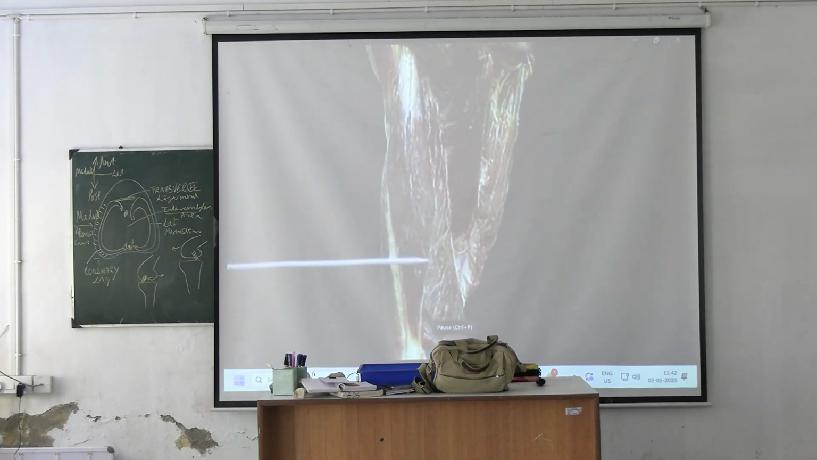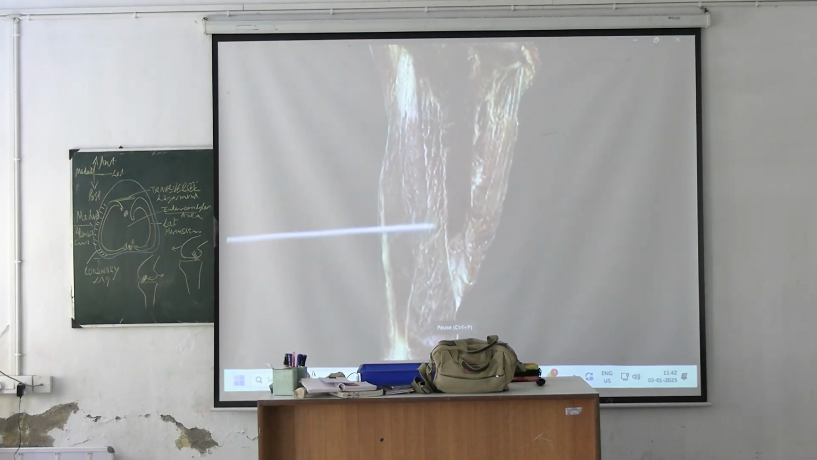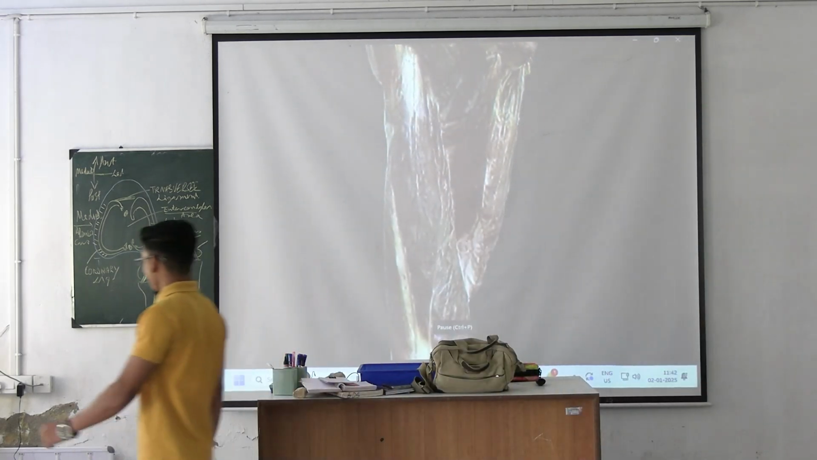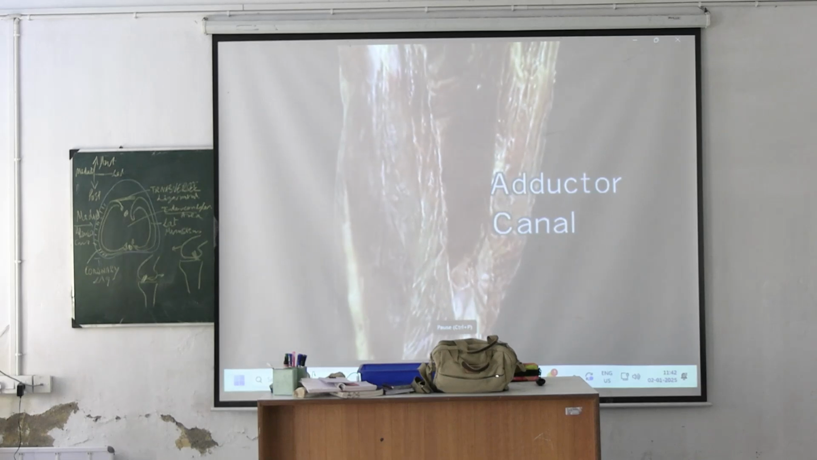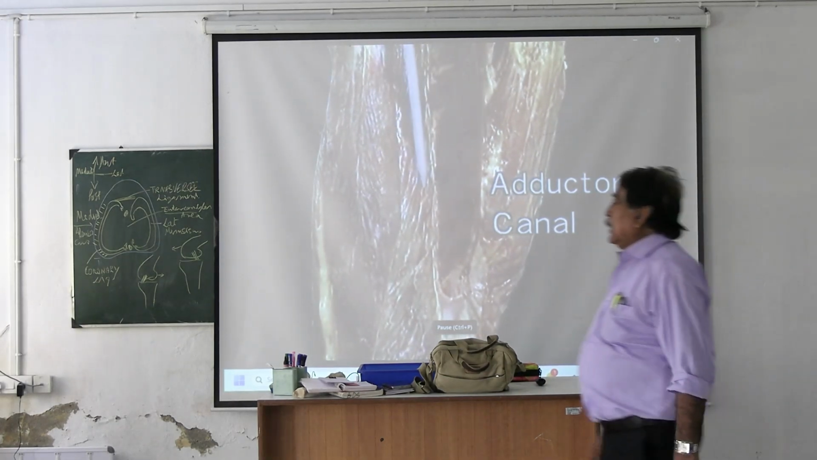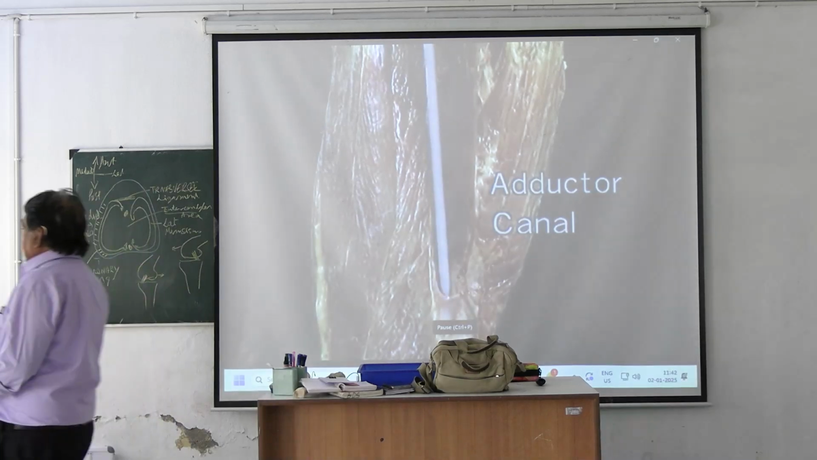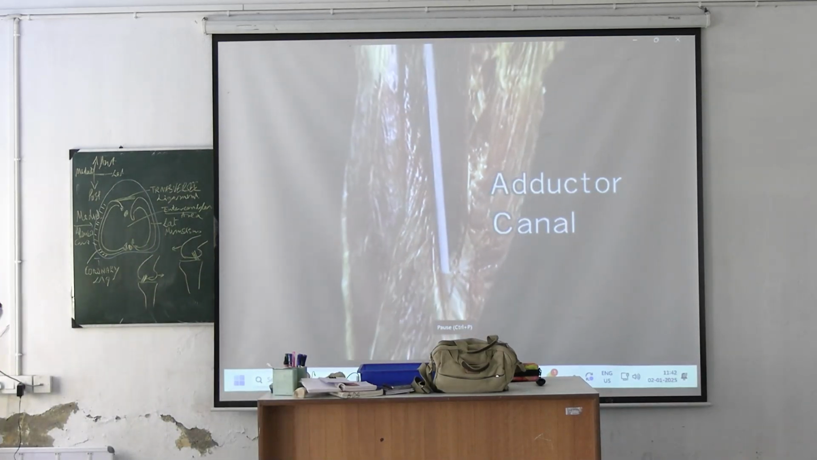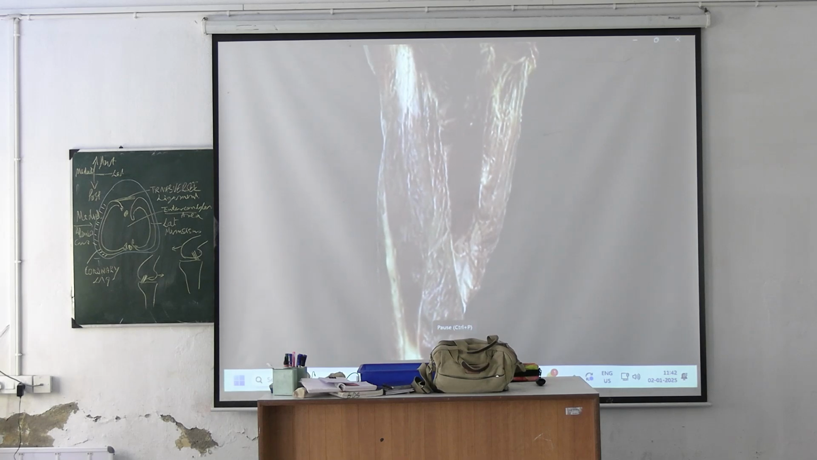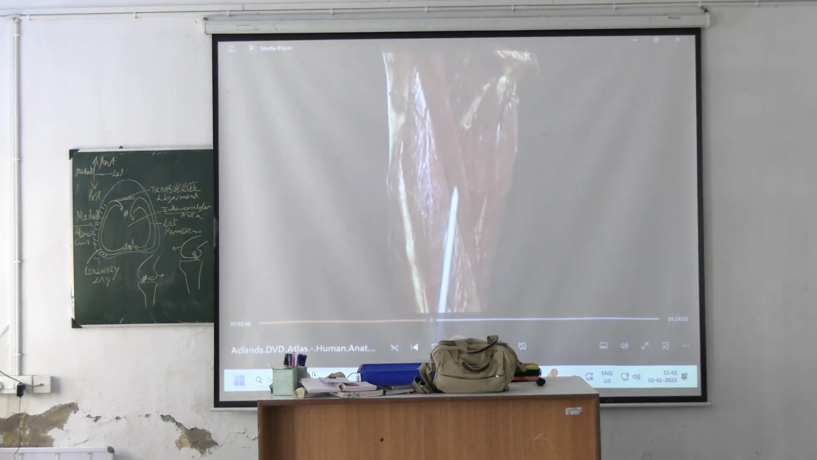Here's vastus medialis. Here are the adductor muscles, magnus behind, longus in front, and brevis up here. The adductor canal is formed by the groove between adductor longus and vastus medialis, and by a fibrous structure called the roof of the adductor canal, which bridges over between the muscles. The adductor canal is covered over by the sartorius.